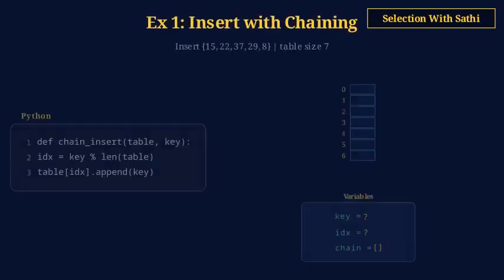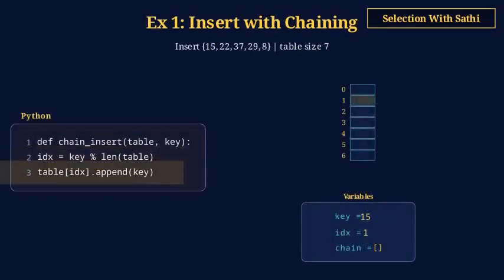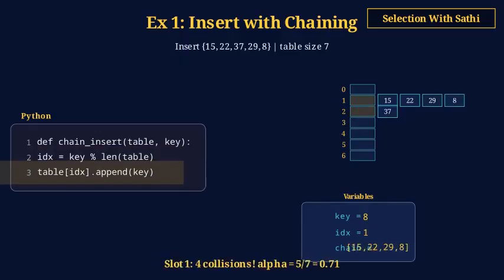Let us trace insertion with chaining. Insert 15, 22, 37, 29, 8 into a table of size 7. 15 mod 7 equals 1. Slot 1 chain becomes 15. 22 mod 7 equals 1. Collision. Chain at slot 1 becomes 15, 22. 37 mod 7 equals 2. Slot 2 gets 37, no collision.